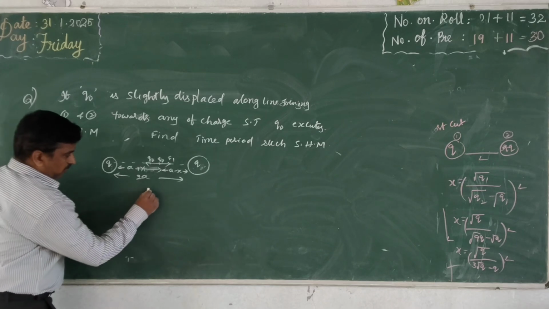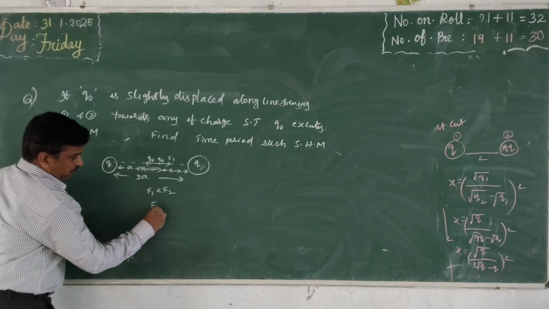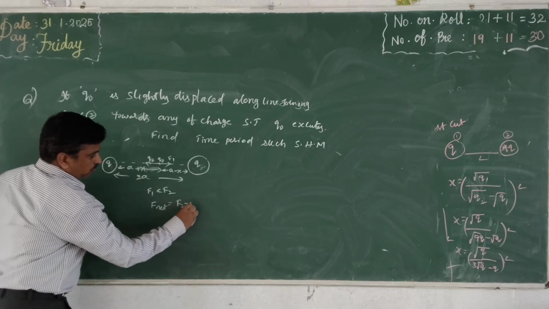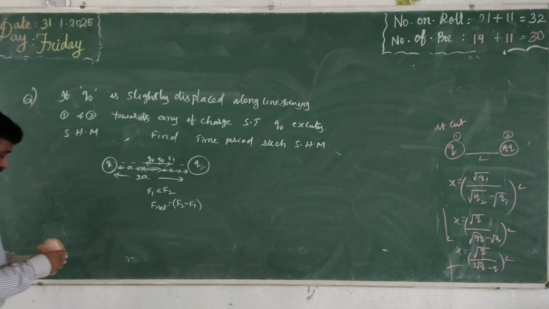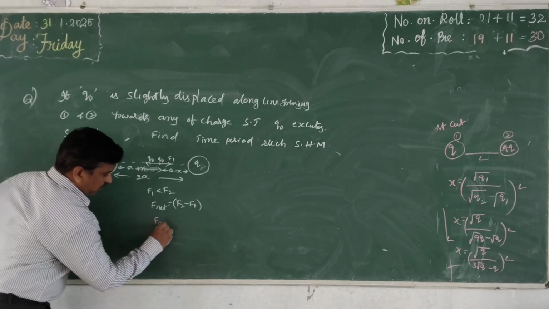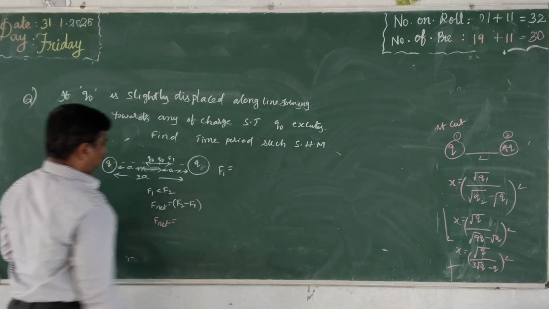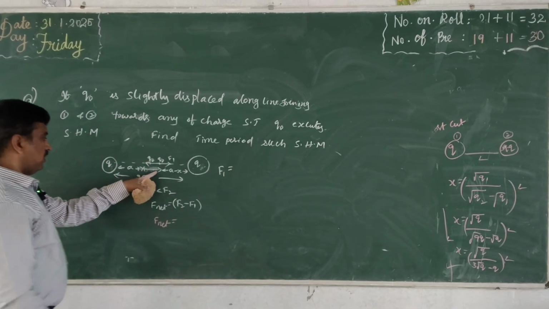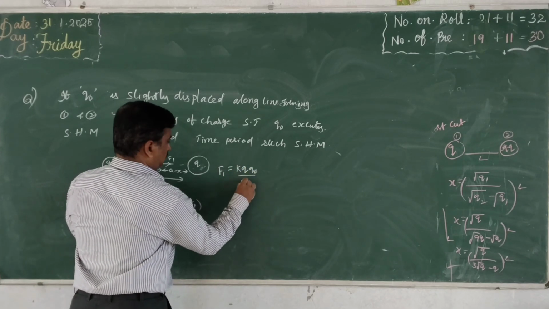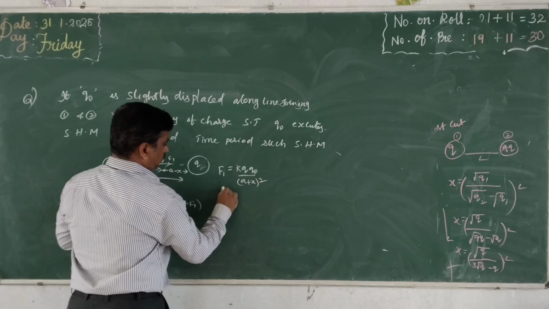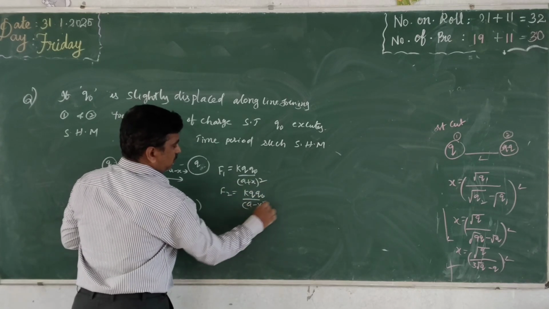See, F1 is less than F2. So we can write F net equal to F2 minus F1. F net equal to what? F2 minus F1. F1 means this and this: k Q Q naught by (a plus x) whole square. F2 is k Q Q naught by (a minus x) whole square.